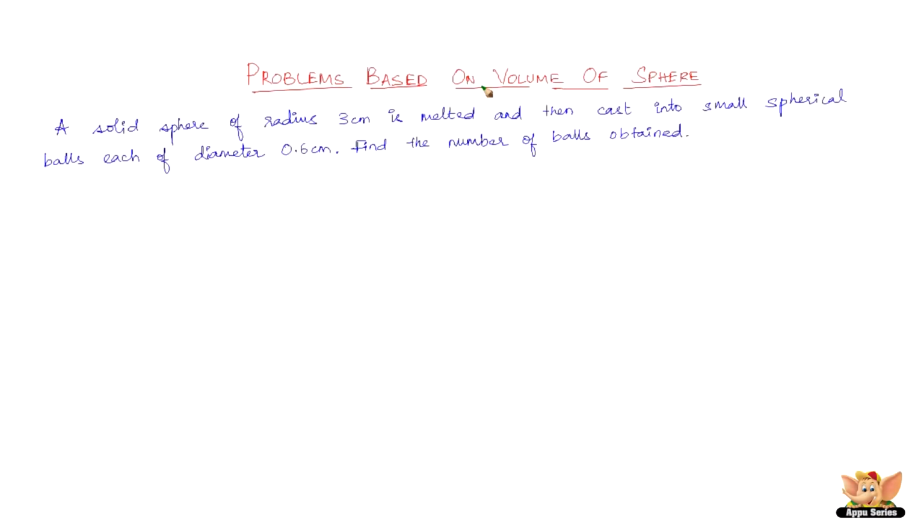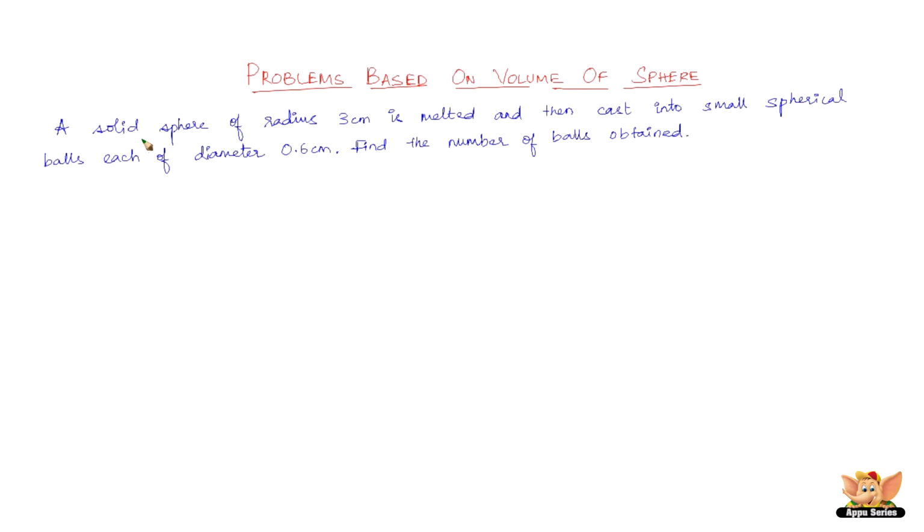In this video, let us continue solving problems based on volume of sphere. The question reads like this. A solid sphere of radius 3 cm is melted and then cast into small spherical balls, each of diameter 0.6 cm. Find the number of balls obtained. Okay, now how do we approach this problem?